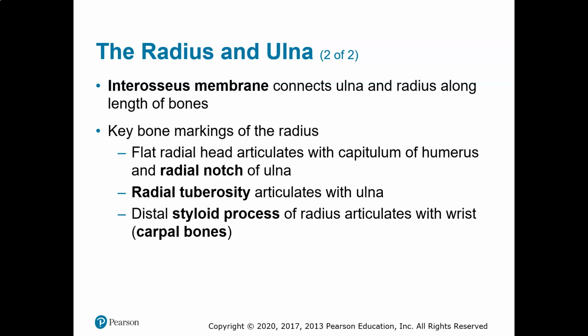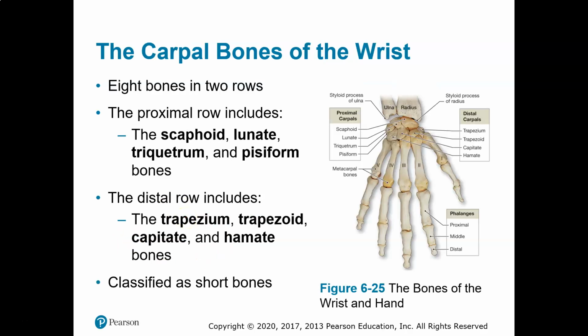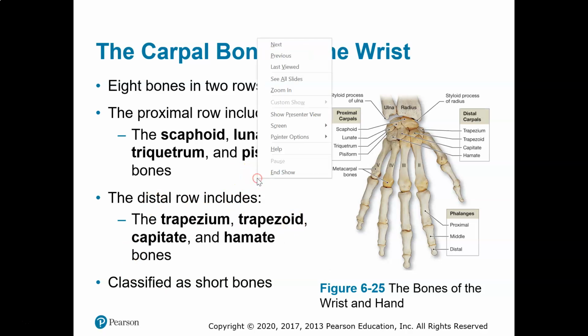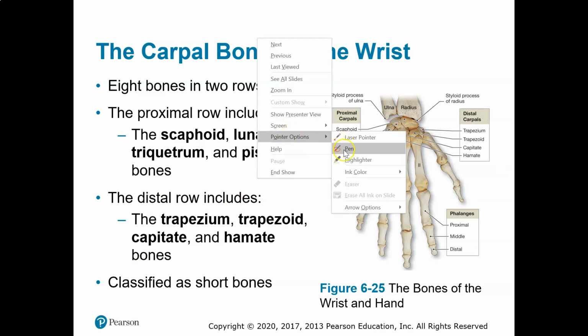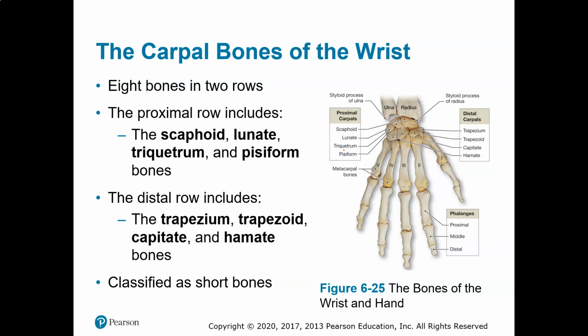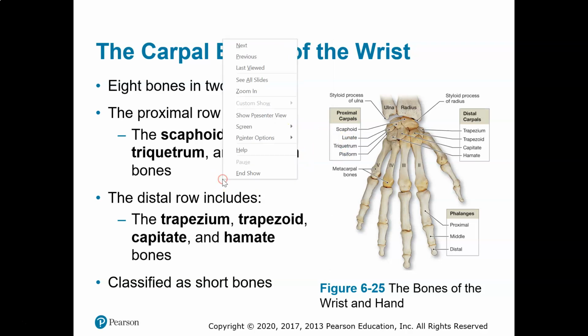The radius and the ulna, continuing on, there are some markings on the radius that I know you will not need to be familiar with. So we are going to go over the carpal bones, however. There are 8 carpal bones, and in fact, I am going to give you a sentence, a mnemonic device to help you remember.